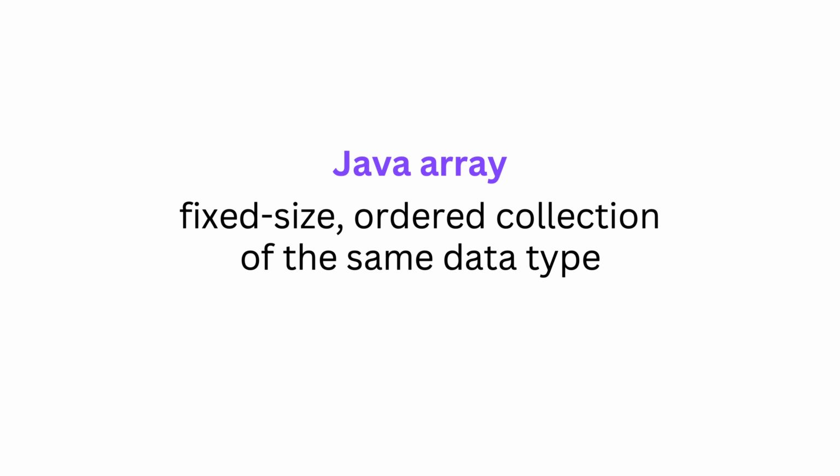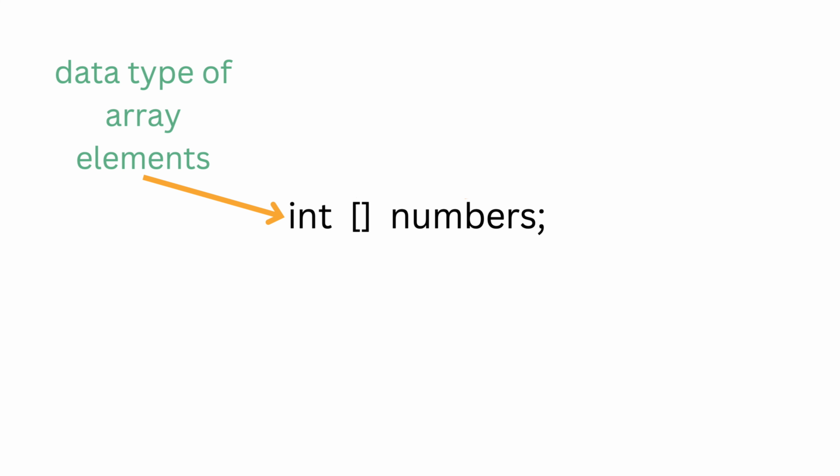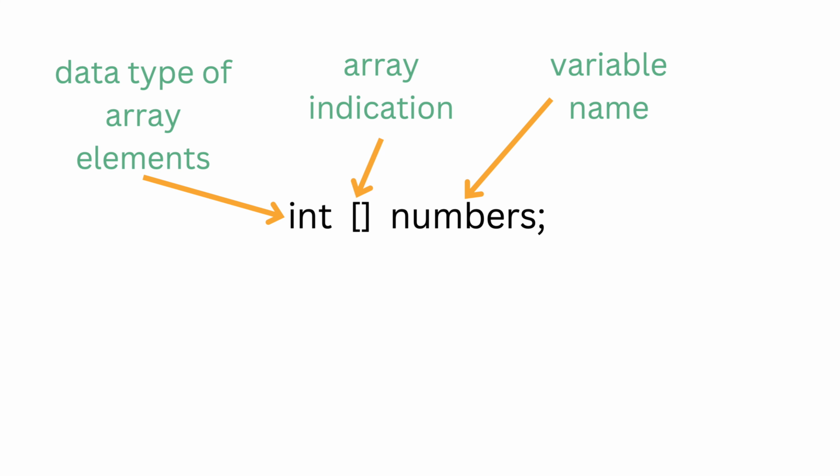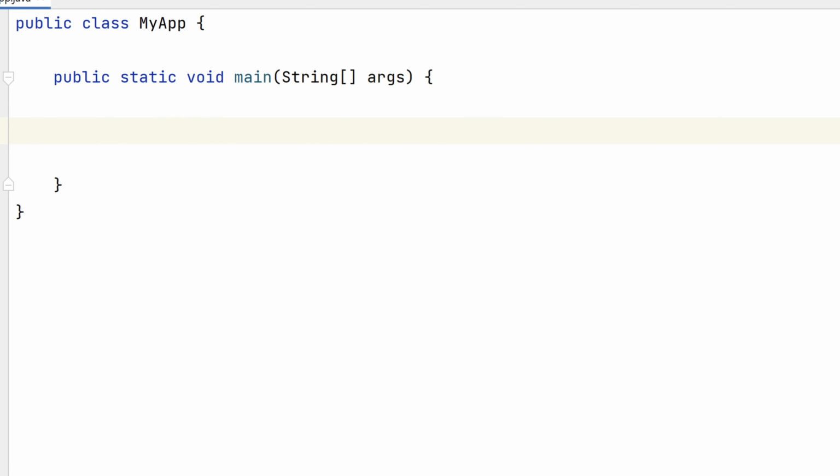Let's jump right in. In Java, an array is a data structure used to store a fixed size sequence of elements. Arrays are great when you need to store a list of things, all of the same type. To declare an array in Java, you specify the data type of the array elements, followed by empty square brackets, and then the name of the array variable. For example, to declare an array of integers, we would type int, open and close brackets, our variable name, in this case nums, and a semicolon to complete our statement.